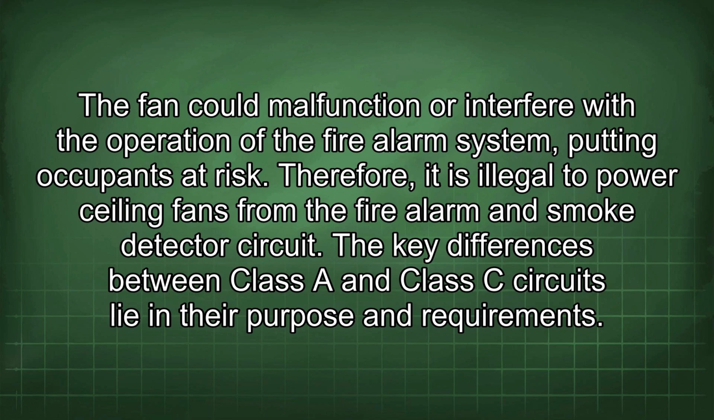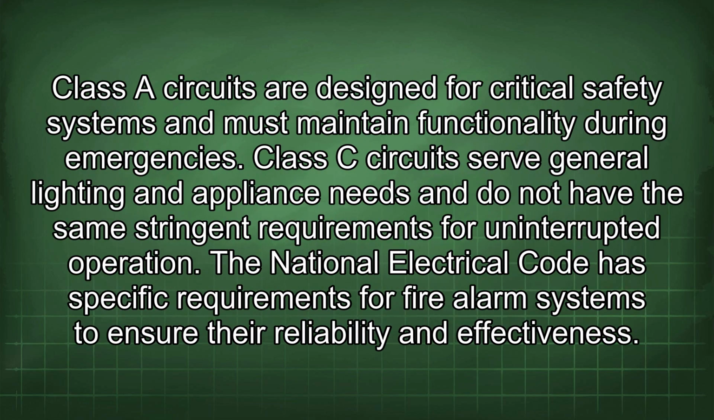The key differences between Class A and Class C circuits lie in their purpose and requirements. Class A circuits are designed for critical safety systems and must maintain functionality during emergencies. Class C circuits serve general lighting and appliance needs and do not have the same stringent requirements for uninterrupted operation.